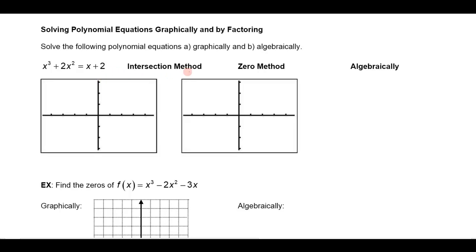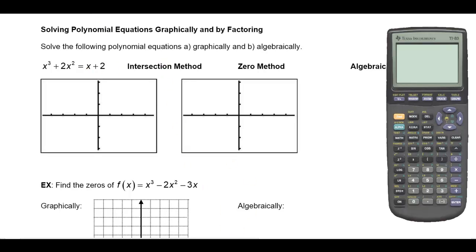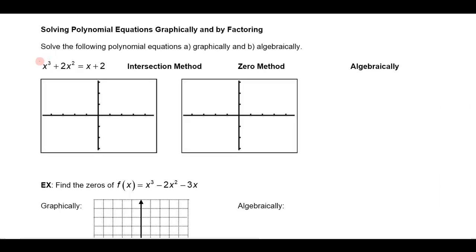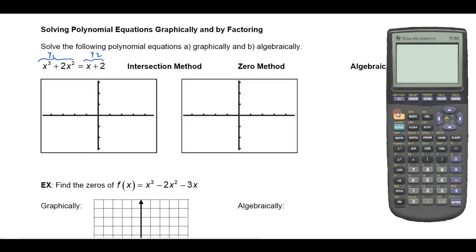And you'll remember a couple ways that we can solve this equation. First, let's do it by the intersection method, which means I'd want to start off with graphing each side of this equation. I'll call this y1 and I'll call this y2, and if I graph those and see where they intersect, that will tell me the solution to that equation. So let's go ahead and do that.